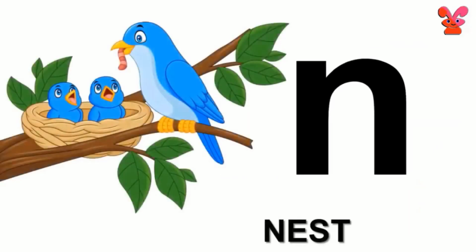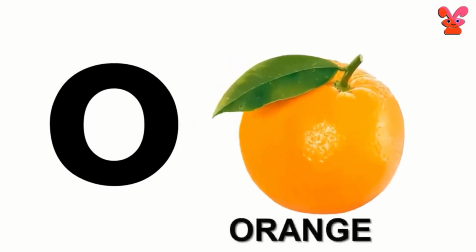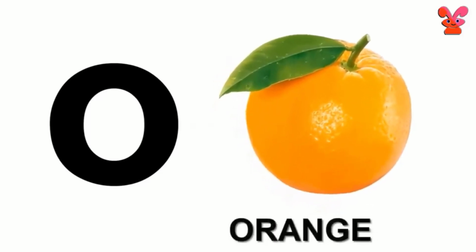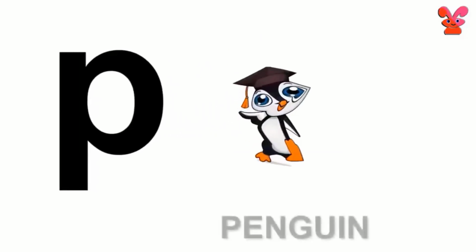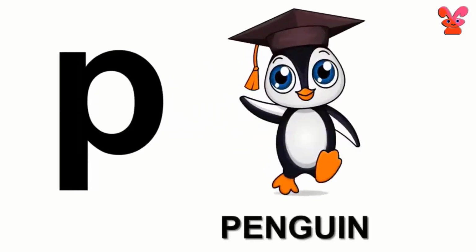N. N for nest, N-E-S-T, nest. O. O for orange, O-R-A-N-G-E, orange. P. P for penguin, P-E-N-G-U-I-N, penguin.